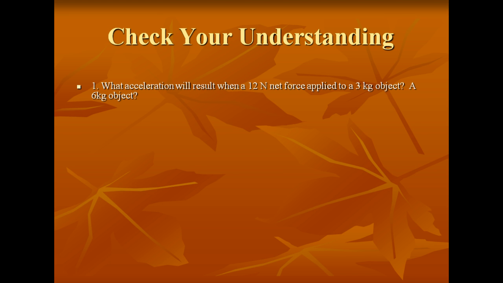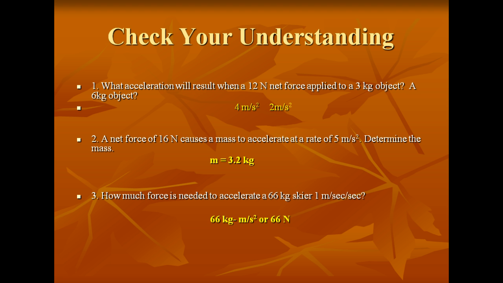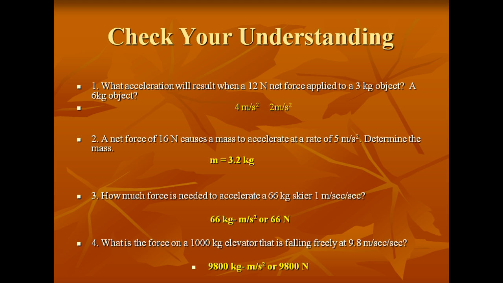So the answers to our problems: the first one, the 3 kilogram object, its acceleration is 4 meters per second squared. The 6 kilogram object, 2 meters per second squared. So you see there that we doubled the mass and we halved the acceleration. Number 2, the mass is equal to 3.2 kilograms. Number 3, 66 newtons. And number 4, 9,800 newtons. And if you have questions about any of these, we will talk about them in class.